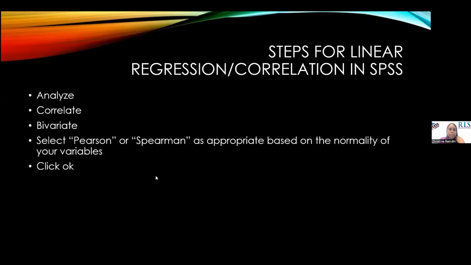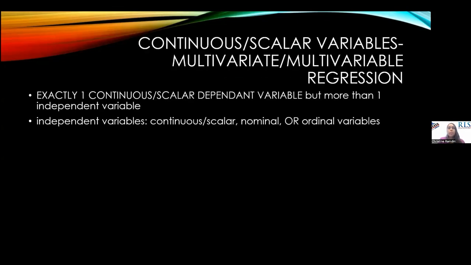So again, all these steps are in the slide. We use multivariate regression when there's exactly one continuous, also called scalar, dependent variable, but more than one independent variable. So think about a real world scenario. If we were reading a paper about what factors are associated with plant growth or plant height, and our dependent variable was the plant height, and we had several different independent variables. So maybe temperature was associated with plant height. What else may be associated with plant height?